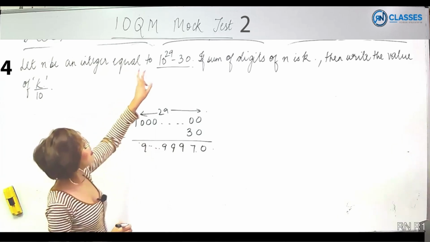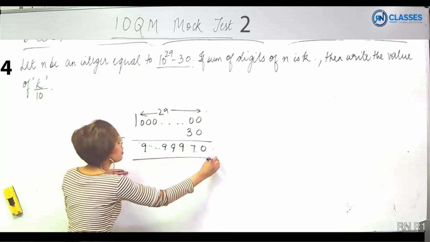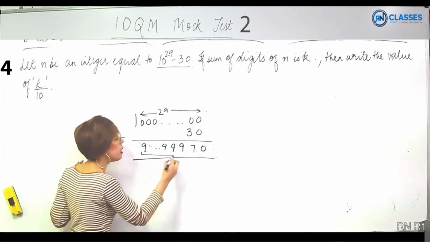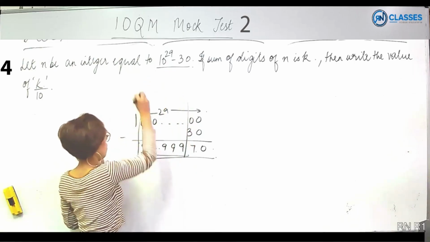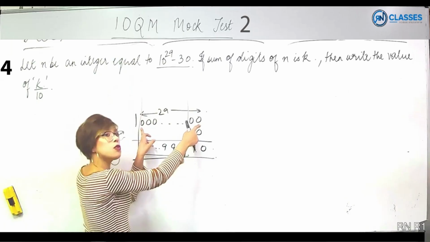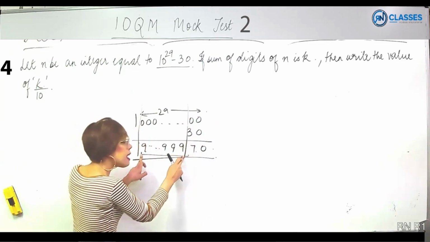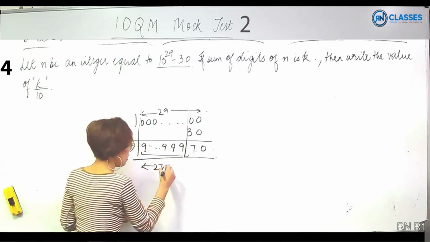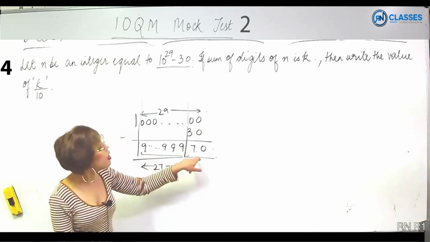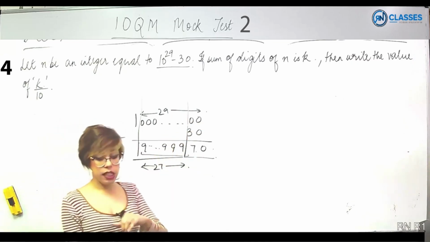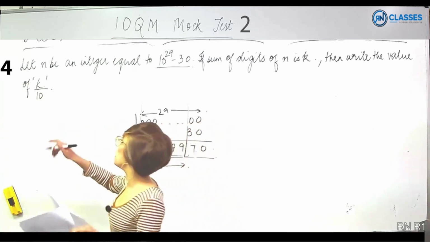Now, he says let sum of digits of n is k. So, this is my n now. I want the sum of the digits. So, I need to basically evaluate how many 9s will come. 9 comes from here and here. 29 zeros were there, 2 I rejected, so that means 27 zeros are there. 27 9s are there. So, add 9 27 times plus 7, which will give you the answer, and k by 10 turns out to be 25.